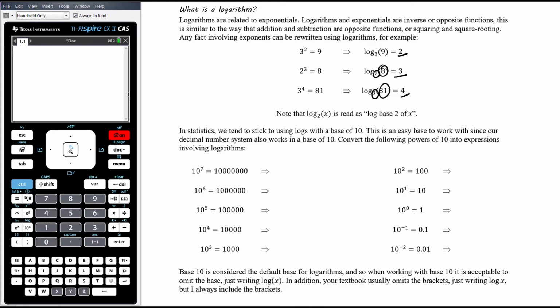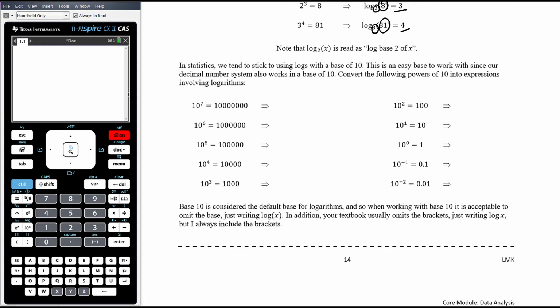Okay. In statistics, we tend to stick to using logs with a base of 10. It's an easy base to work with because of our decimal number system. And so let's just think about what we know about powers of 10. Okay, so we know that 10 to the power of 7 is 10 million. So the equivalent log statement is that log base 10 of 10 million is 7. So if you wanted to represent 10 million on a log scale, you would use 7. Okay, we'll talk about that. 10 to the power of 6 is a million, which is equivalent to saying that log base 10 of a million, 1, 2, 3, 4, 5, 6, is 6.